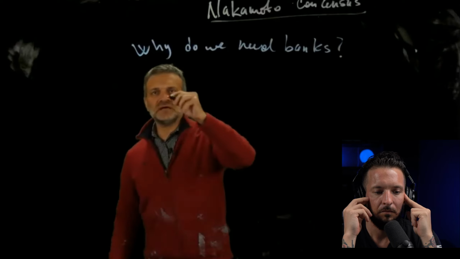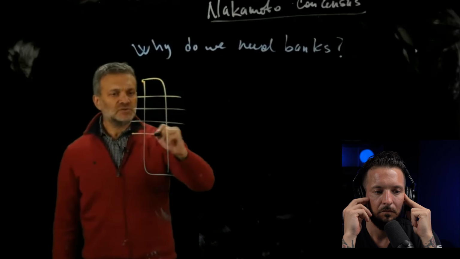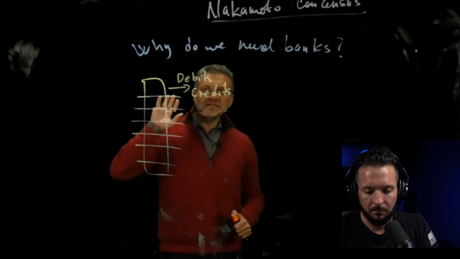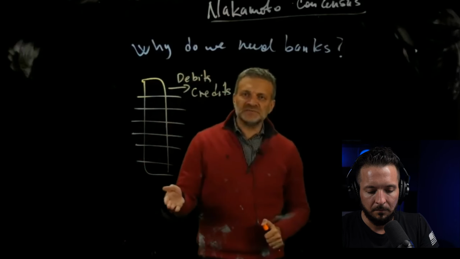So think about what it means to have financial transactions. You have basically your own bank account here, and here you basically have two types of operation: debits and credits. Now, who is responsible for seeing the order of transactions? The bank is responsible for it.